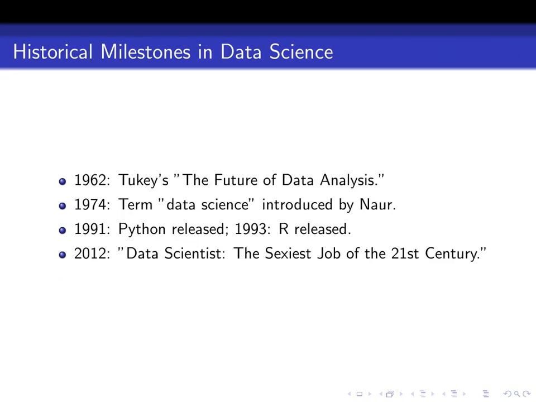Next, we'll trace some historical milestones in data science. In 1962, John Tukey published The Future of Data Analysis. The term data science was introduced by Peter Naur in 1974. Python was released in 1991, followed by R in 1993. In 2012, the Harvard Business Review called data scientist the sexiest job of the 21st century.